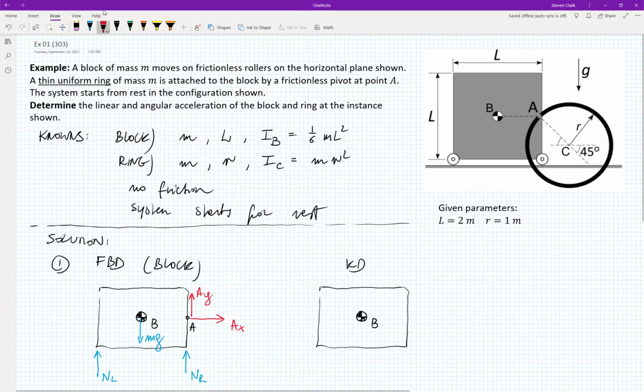Okay, how about our inertia forces? In here we have m ABX, m ABY, and also our body can rotate. So it will be IB alpha block.